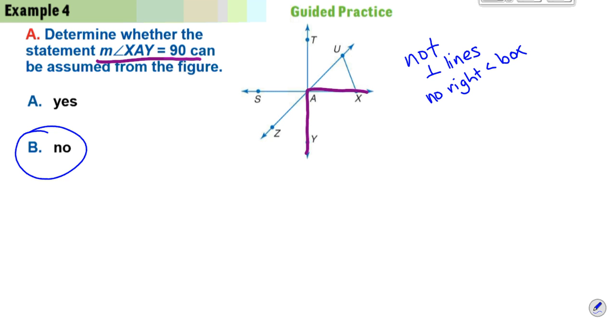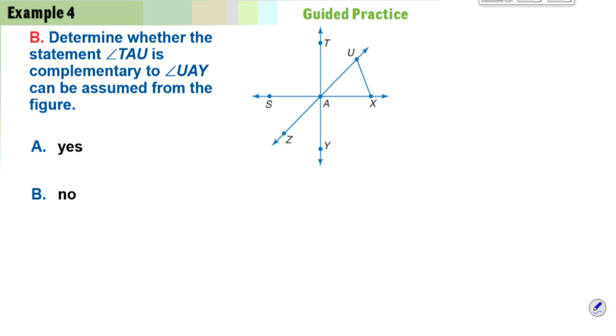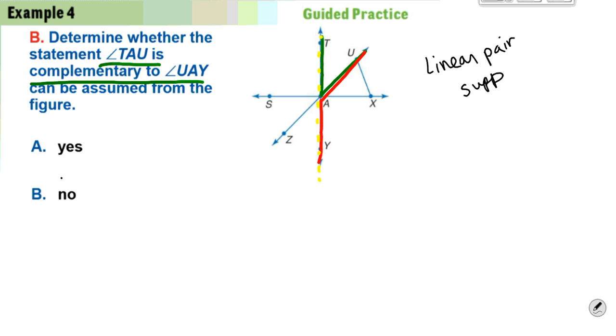The next one, 4B, the statement is that angle TAU is complementary to angle UAY. So let's trace those. TAU is this one, and UAY is that one right there. And if you look, those are a linear pair, because they kind of make this line there, and a linear pair would be supplementary, not complementary. So they are a linear pair, and they are supplementary. So the answer for that one also is no.